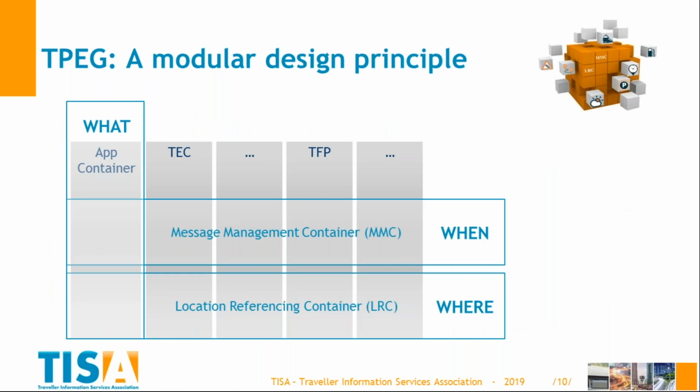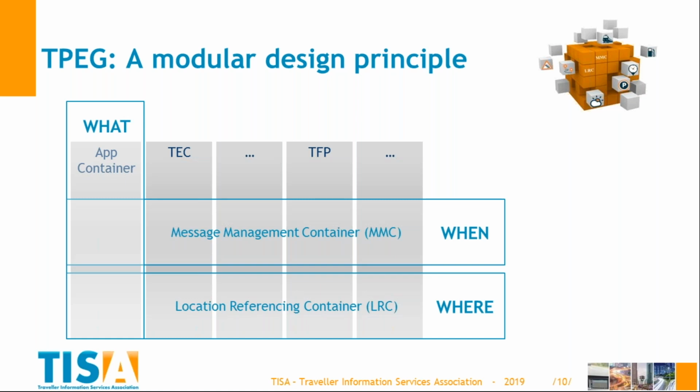TPEG has a very important modular approach, which means that when a TPEG service has to be implemented or launched, the first two elements, the horizontal blocks or frames you can see, are very important. First, make sure to install a message management container. This contains the attributes of the message: the identification, expiring time, and cancellation, but you also have some options about the priority. The second frame is a location referencing container.